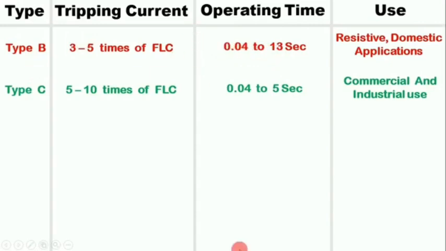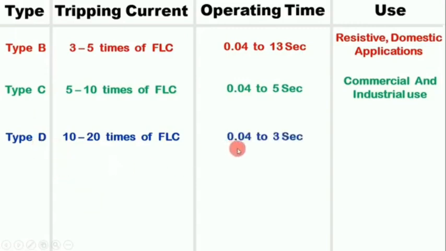After this, the third type of MCB is D-type. The tripping current of D-type MCB is 10 to 20 times. It means if the MCB is 10 ampere and D-type, and if 100 ampere current flows through this MCB, then in this condition it will trip. Now, after how much time will it trip? Let's see. This D-type MCB takes 0.04 to 3 seconds to trip.